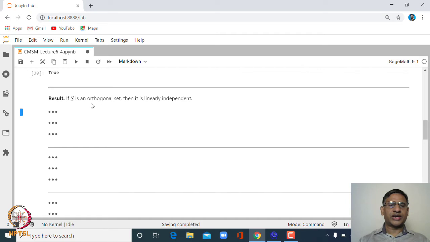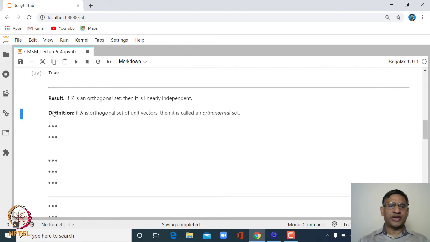Now, suppose you have S which is an orthogonal set, then one can show that S is a linearly independent set of vectors. So any orthogonal set is linearly independent. And let me define, in case you have an orthogonal set of unit vectors, then since it is going to be orthogonal and of unit length, we call such a set an orthonormal set.